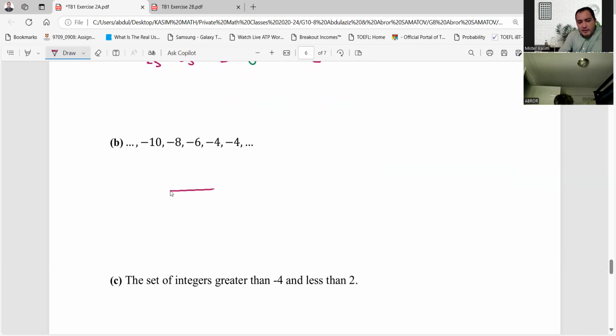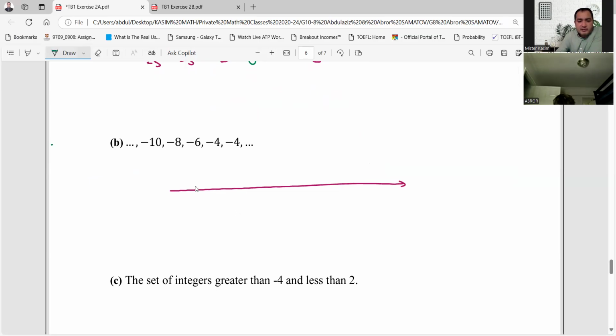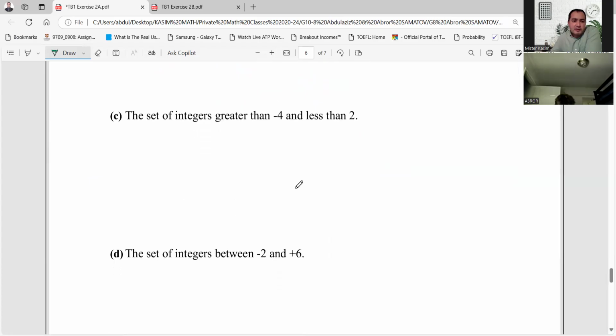Let's draw a number line. And then let me use green here. So here we have starting, right? So here we have, what is it? Negative 10. Negative 8. Negative 6. Negative 4. Okay, that's it. It should be negative 2. It's fine. I should change this. So it is 2a, right? All right.